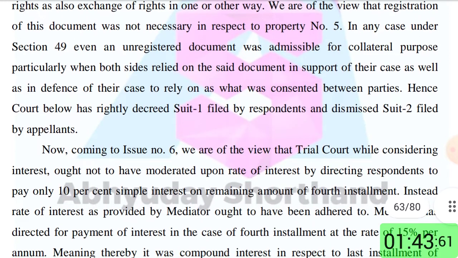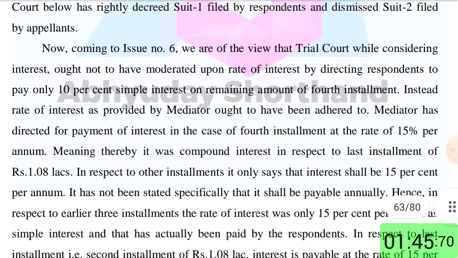Now coming to issue number 6, we are of the view that the trial court, while considering interest, ought not to have moderated the rate of interest by directing respondents to pay only 10% simple interest on the remaining amount of the fourth installment. Instead, the rate of interest as provided by the mediator ought to have been adhered to.